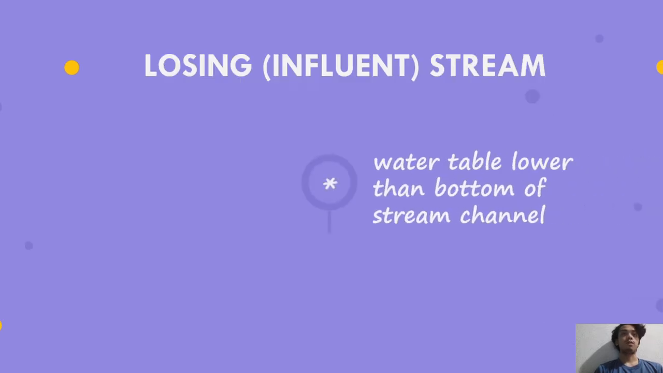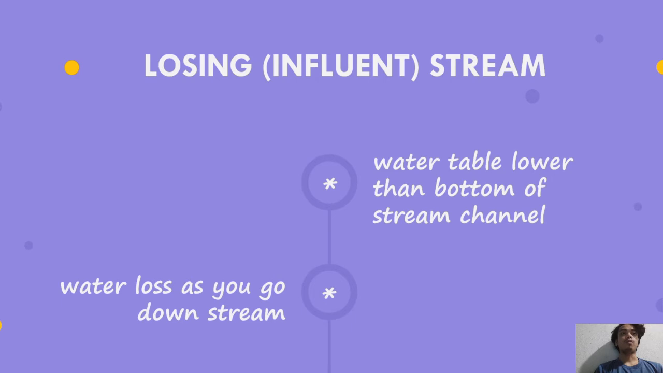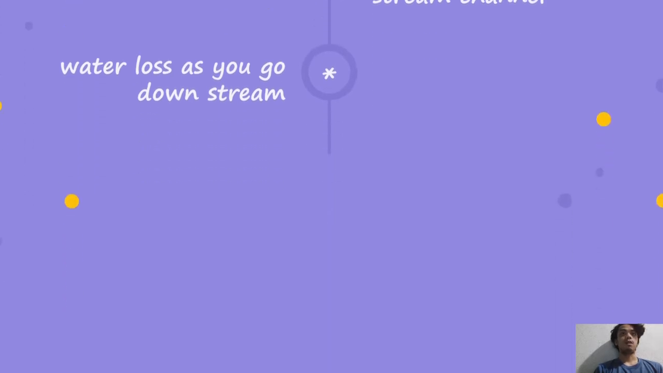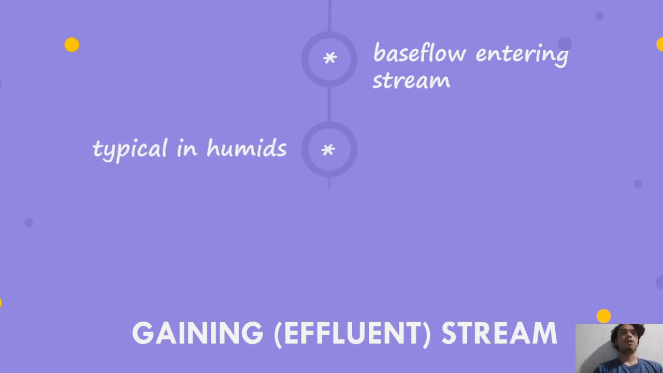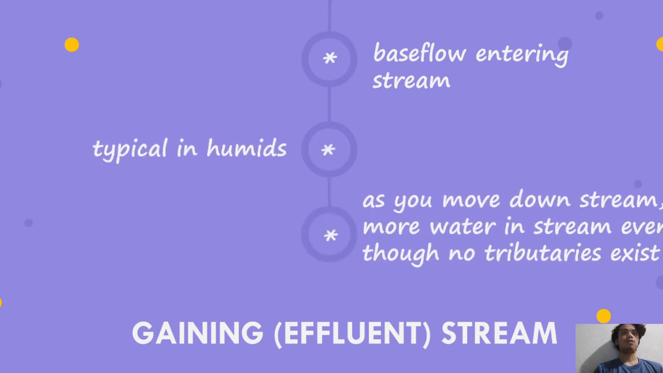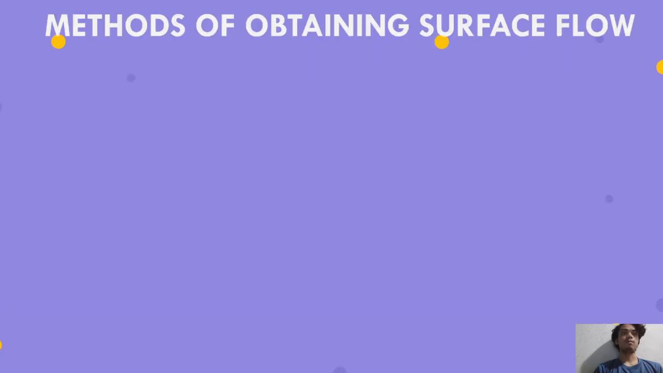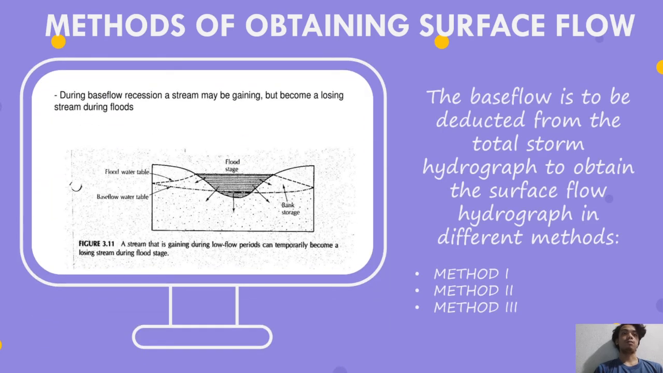The losing stream. Water table lower than bottom of the stream channel, and water lost as you go down the stream. While in the gaining stream, base flow entering the stream, typical in humid areas, and as you move down the stream, more water in the stream even though no tributaries exist. Methods of obtaining surface flow. The base flow is to be deducted from the total storm hydrograph to obtain the surface flow hydrograph in different methods.